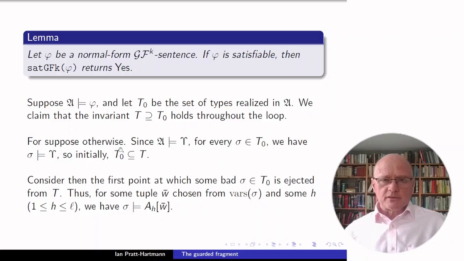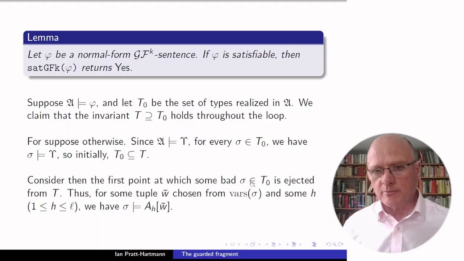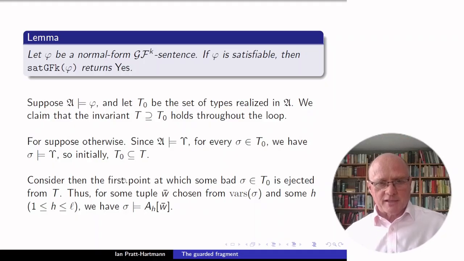So we'll suppose otherwise and derive a contradiction. Since A makes all the universal constraints true, I mean, after all, it's a model of phi, then we know that every type realised in T0 satisfies the universal constraints. So certainly initially T0 is included in T, because T is the set of all types satisfying the universal constraints. So initially this invariant holds. So if it fails, then there'll be some point at which a bad type in T0 is ejected from T. The only things that ever get ejected are bad.